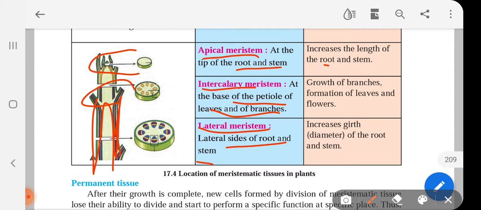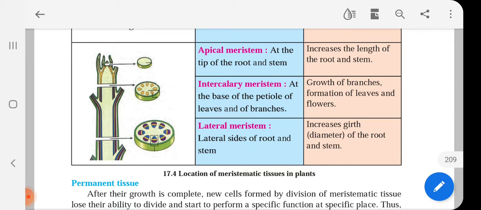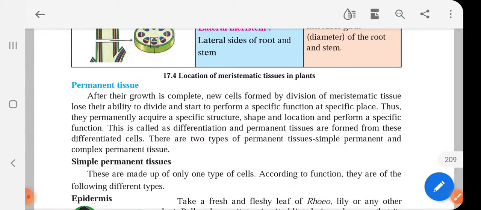What are the functions? Apical meristem increases the length of root and stem. Intercalary meristem increases the growth of branches and the formation of leaves and flowers. And lateral meristem increases the girth or the diameter of root and stem. Okay, this is how the different meristematic tissues, their locations and their functions.